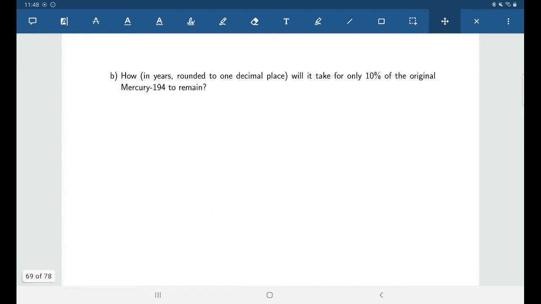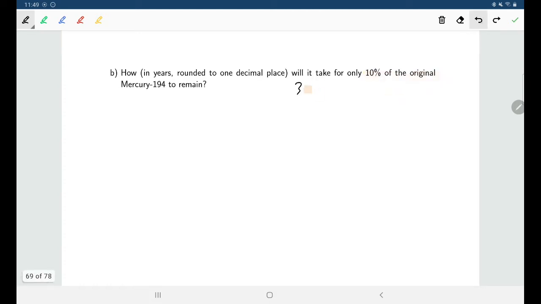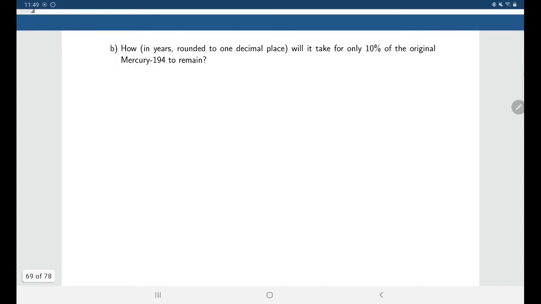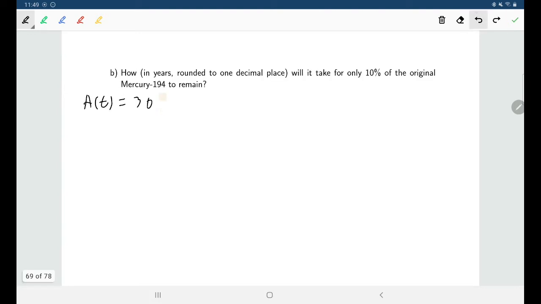So the follow-up question: how many years will it take for only 10% of the original amount to remain? So the original amount was 300 grams. 10% of those 300 grams would be 30 grams. So the question that we want to address is, how long does it take for us to only have 30 grams remaining? So A of t is equal to 30 is what we'd like to know. We'd like to find out what is t.